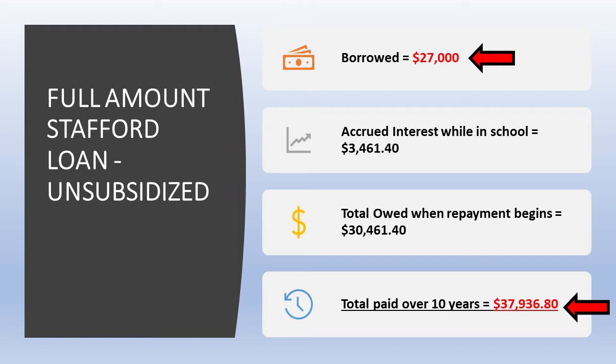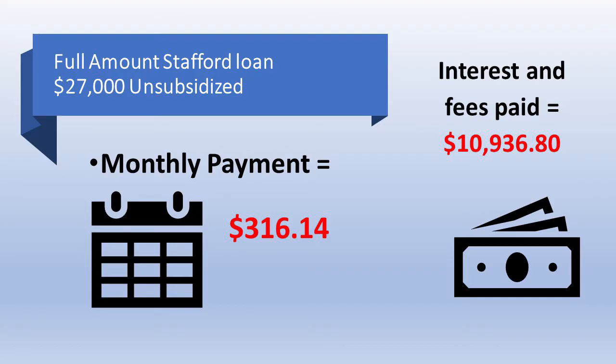So the first is going to be if someone were to take out the full amount that they can take out on a Stafford loan for a dependent student. If you were to take out the full amount, you'd be taking out $27,000. If you look down at the end of the 10 years, they would have been paying back about $38,000. And if you were to do that, the monthly payment would be about $316. And over that 10 years, about $11,000 will have been paid in interest and fees, fees being the origination fee.